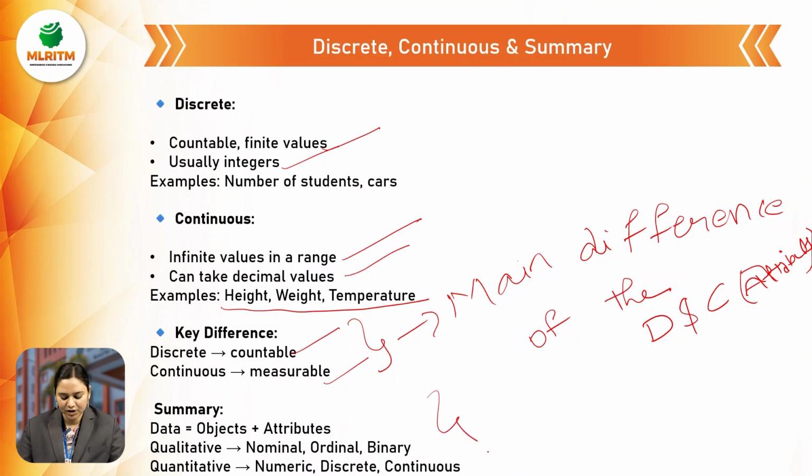And here is the small summary of this topic. Data is equal to objects plus attributes. Under the qualitative, we can observe nominal, ordinal and binary. After that, quantitative: numeric, discrete, continuous. These are the main attributes.